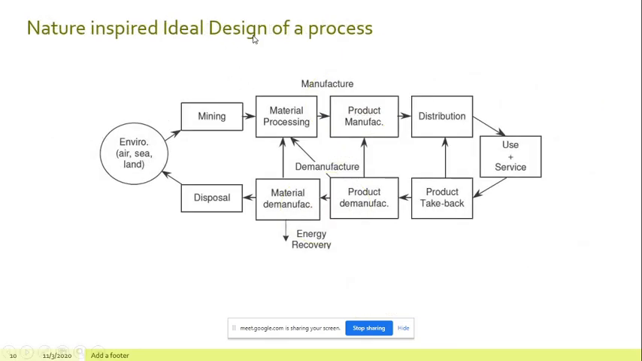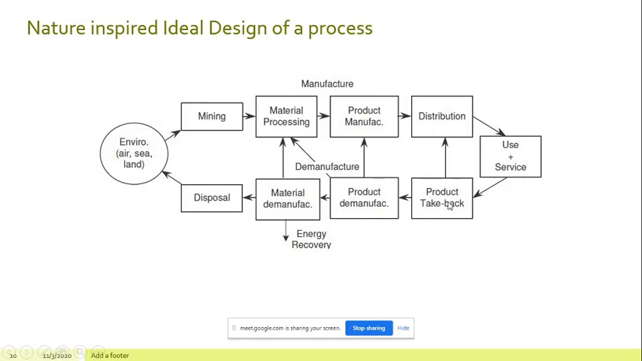Next is nature-inspired process or product and the design of a process. Nature prevents waste by functioning with tailored materials, which reduces the need for over-designed components and increases sustainability. Suppose we mine resources from our environment, then the material is processed, then the product is manufactured, then distribution, then the product is used, then service, then the demanufacturing process.